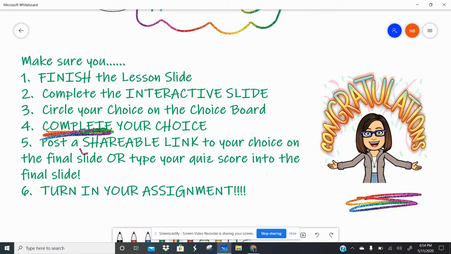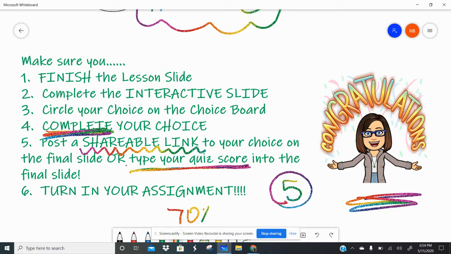And then post a shareable link. You have to hit that yellow share button and then get the link from there to paste it on your final slide. If you decide to take the checkup, the quiz that's in Schoology, remember, you can take it up to 5 times, but you have to get at least that 70% for me to count it. And then turn in your assignment, please.